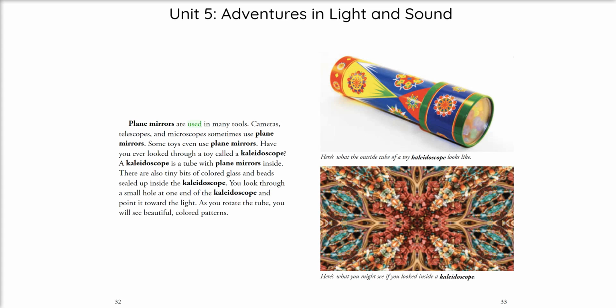Plane mirrors are used in many tools. Cameras, telescopes, and microscopes sometimes use plane mirrors. Some toys even use plane mirrors. Have you ever looked through a toy called a kaleidoscope?